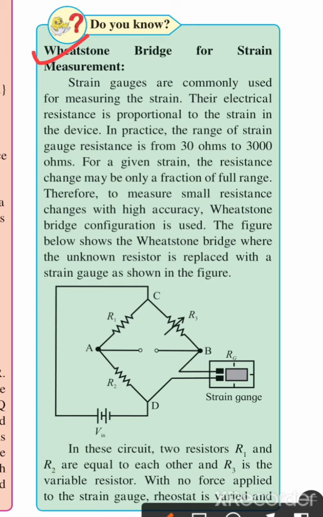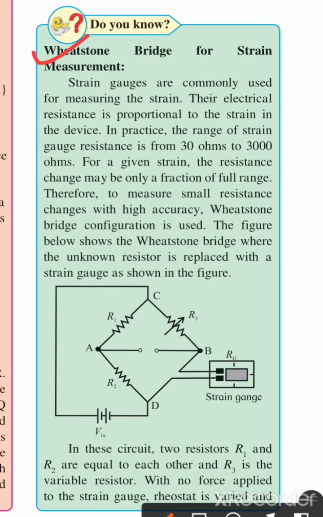Strain gauges are commonly used for measuring strain. Their electrical resistance is proportional to the strain in the device. In practice, the range of strain gauge resistance is from 30 ohms to 3000 ohms. That means, using a strain gauge, we measure resistance in the range of 30 ohms to 3000 ohms.